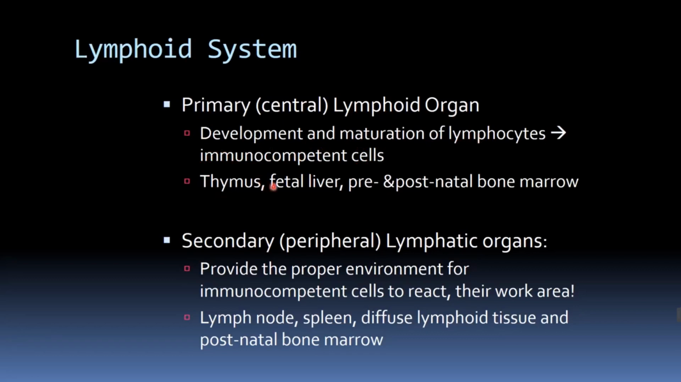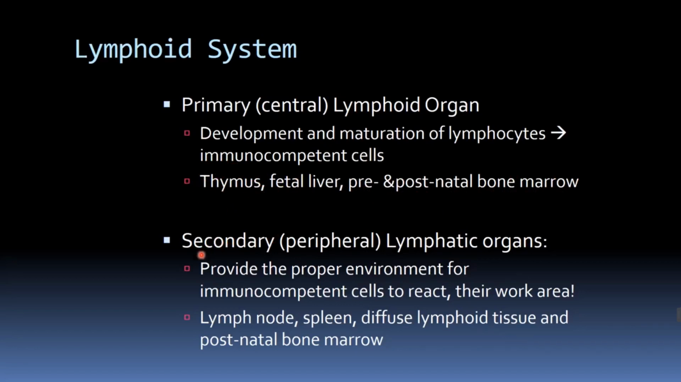So this is for T cells, and then the fetal liver and pre and post natal bone marrow is essentially for the B cells. So we will deal with the thymus for the T cells, and I'll let you deal with the B cell story on your own, but that won't be testable. They're both very interesting stories.